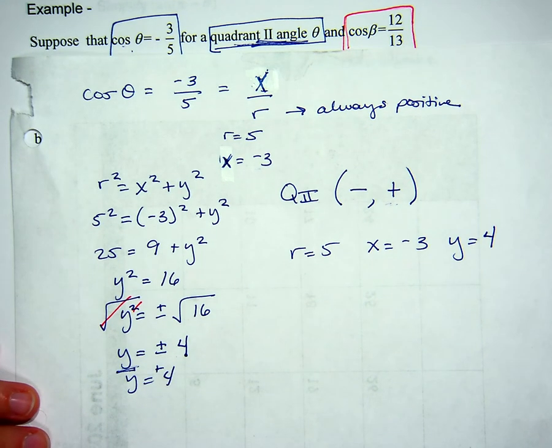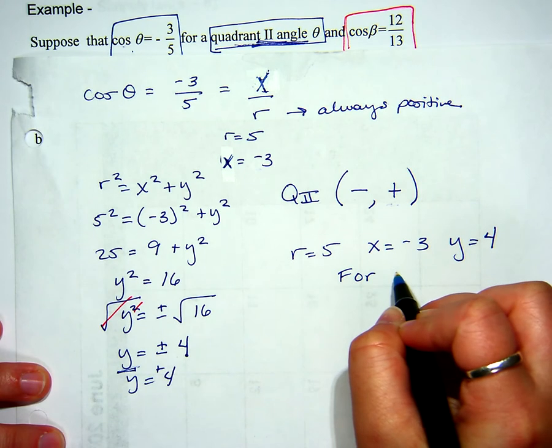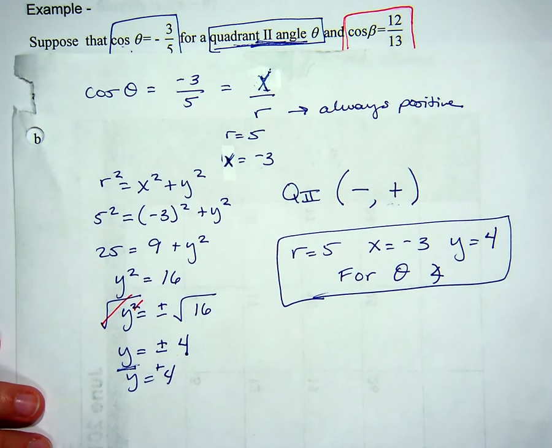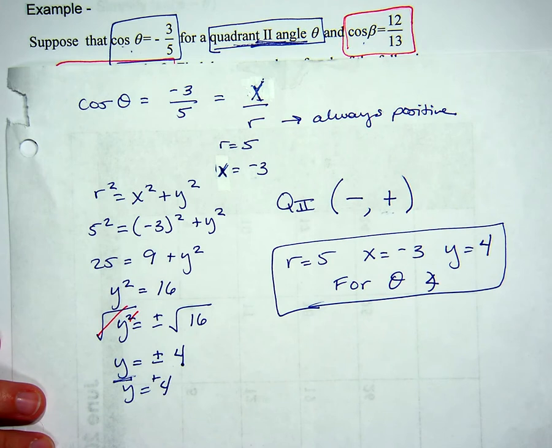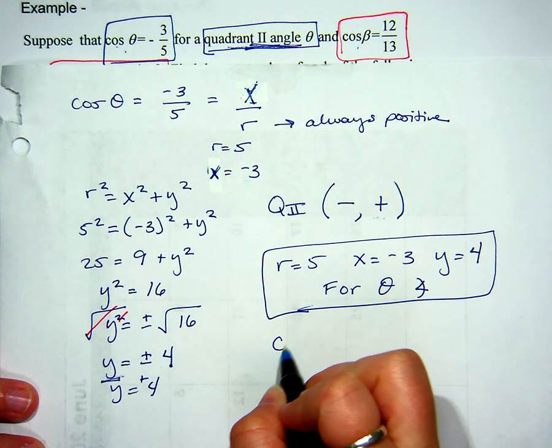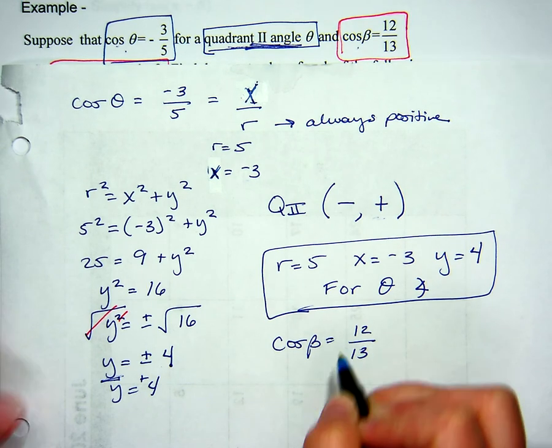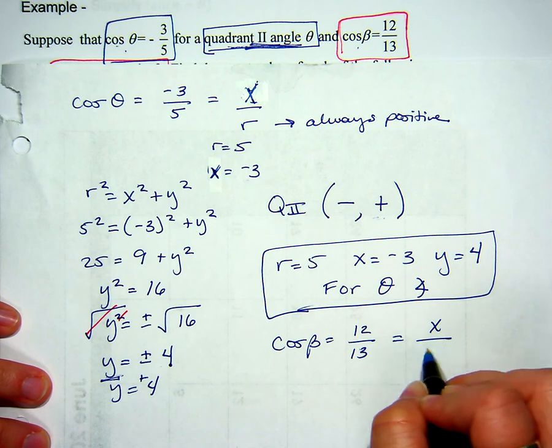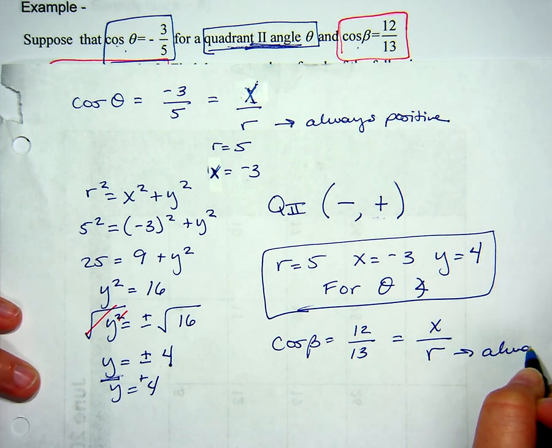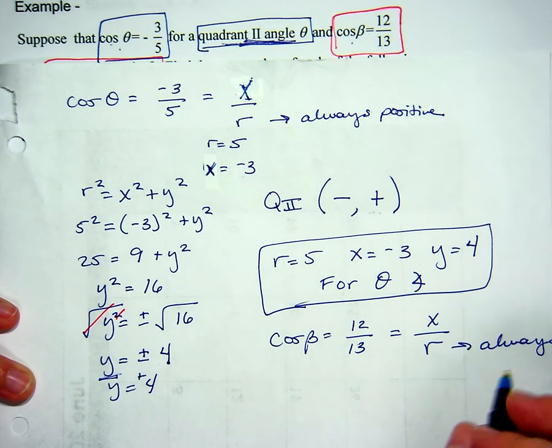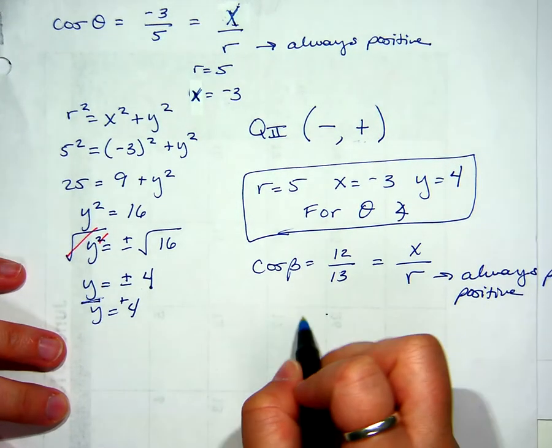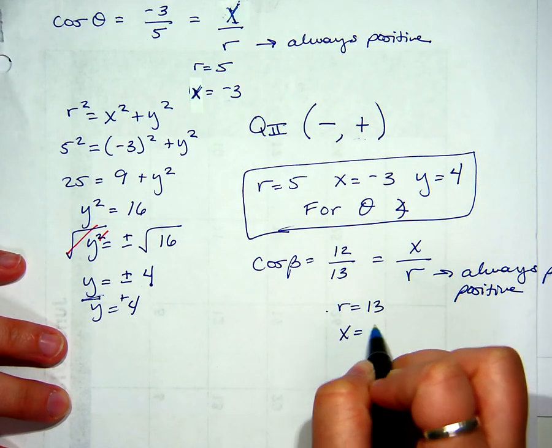Okay. So now, and these are the measurements for the theta angle. Let's go figure out the measurements for the beta angle. Alright. So cosine beta is 12/13. Again, if you go to your unit circle and try to find an x value of 12/13, you will not find it. The reason is because it is not on the unit circle. Well, if it's not on the unit circle, I know that cosine is x over r. R is always positive. That means that r is going to be 13 and x is going to be 12.